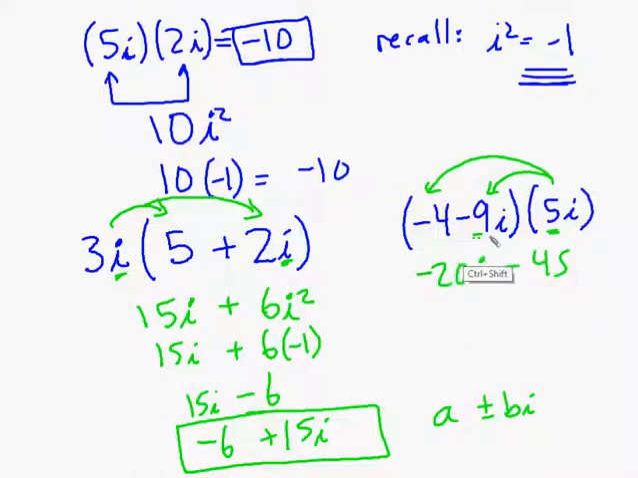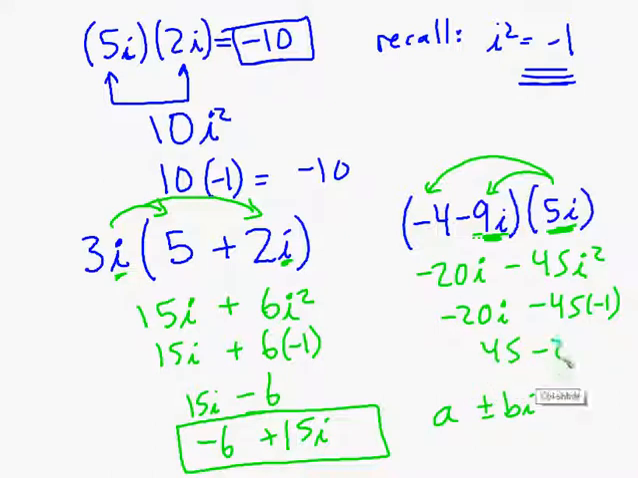Negative 45. And then I have, see, I have an i there. So what's i times i? i squared. And that's going to be the trick to all of these, is you get an i squared. And i squared is simply what? So I'm going to switch that sign, and I get 45 minus 20i.